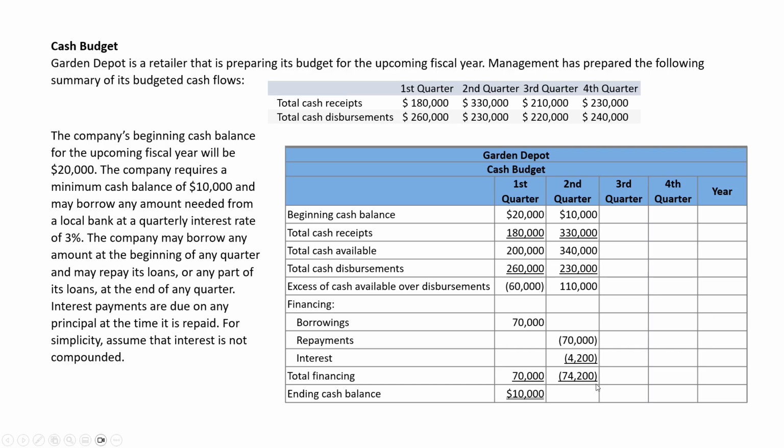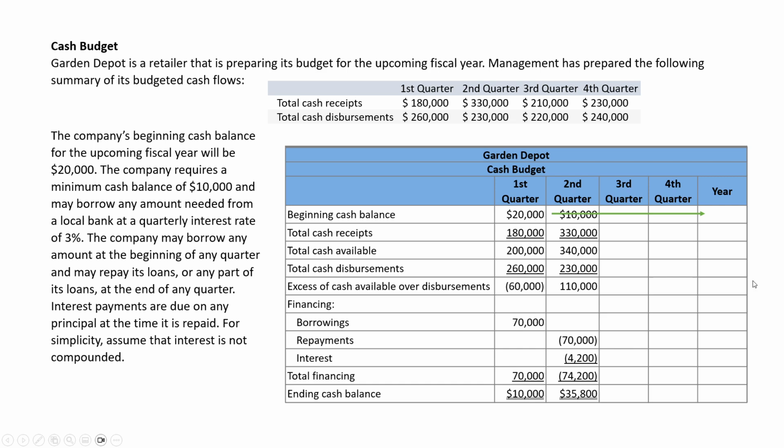So my total financing that we're going to pay back is $74,200. Subtract that from the excess of cash available over disbursements of $110,000, and that's going to leave us with predicted cash available at the end of the second quarter of $35,800. Good news is that's more than our minimum balance of $10,000, so we're not going to need to borrow any additional cash for the second quarter, and that's going to move us into our third quarter with a beginning balance of $35,800.